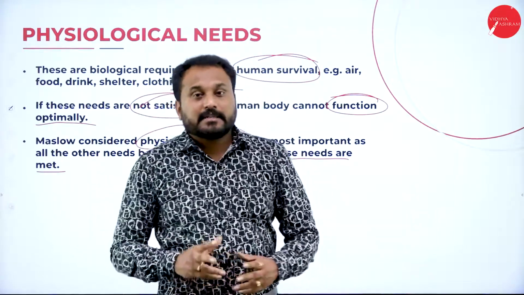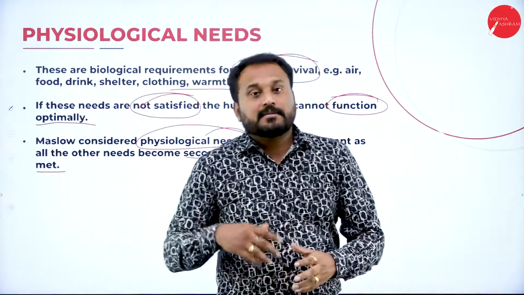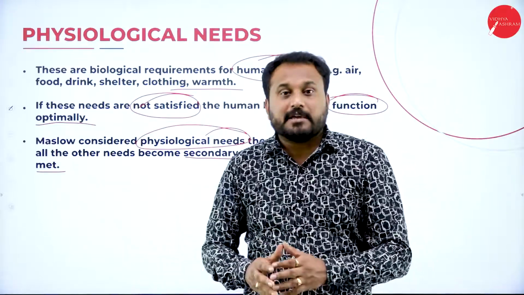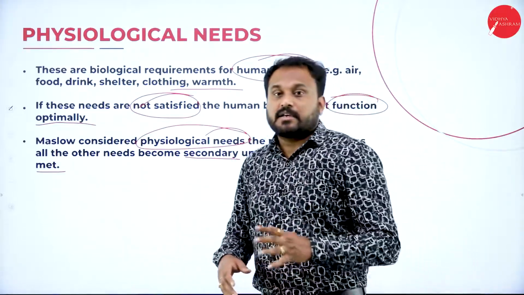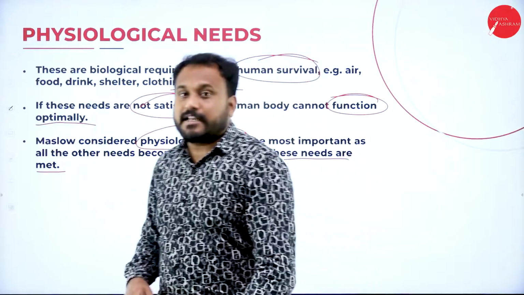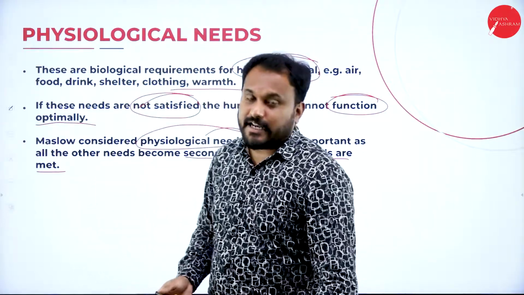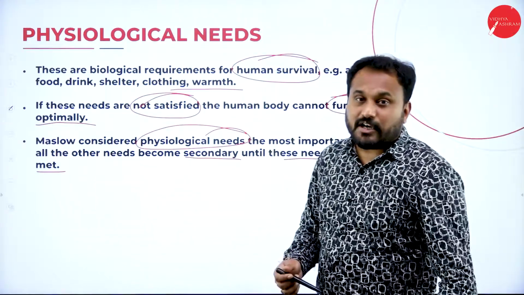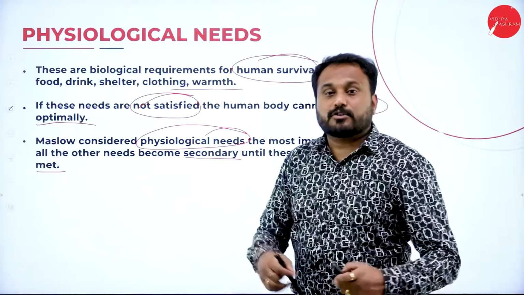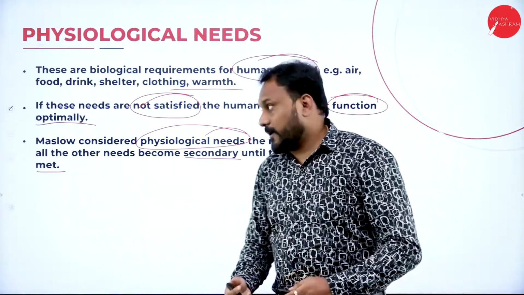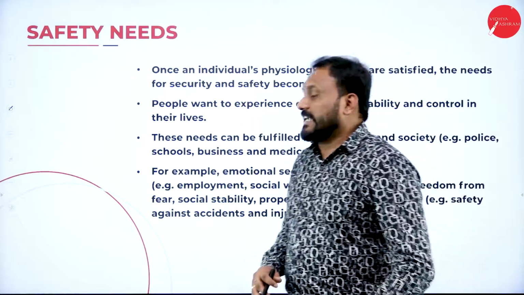But I'll tell you, this couldn't be a principle, it only became a theory. The reason here is, not everybody will start their life from the physiological needs, right? So when we go with the merit of Maslow's things, we also go with the demerit of Maslow's hierarchy. The second one is all about safety needs.